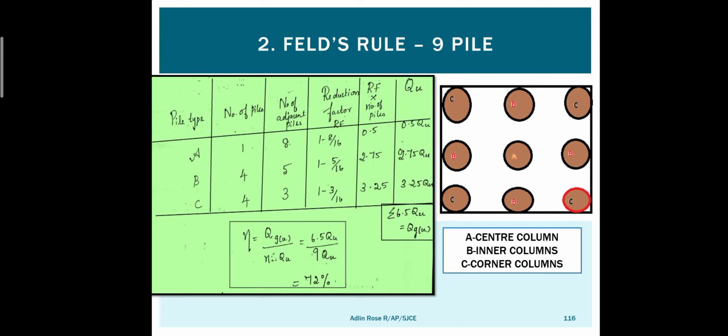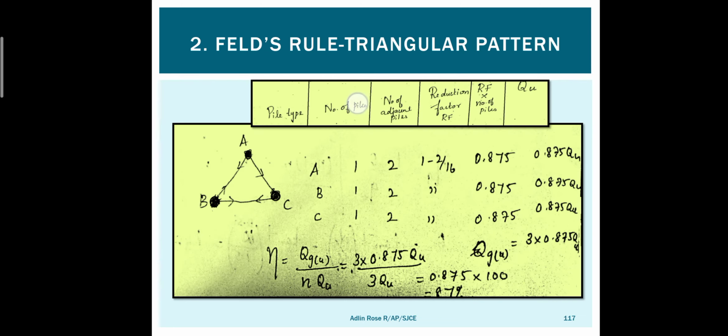Then multiply the reduction factor by the number of piles. In the last column, you multiply the previous column by QU. Now add all the values, and you get QUG. Now substitute in the formula for eta G and find the efficiency of the pile group. So this is what Fell's rule is.